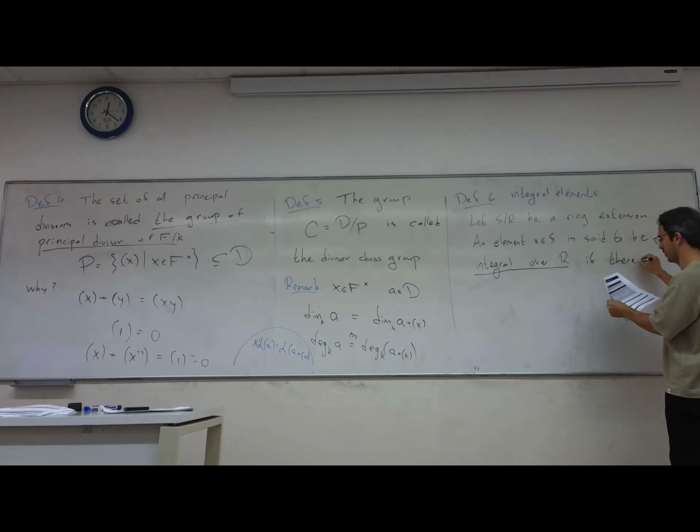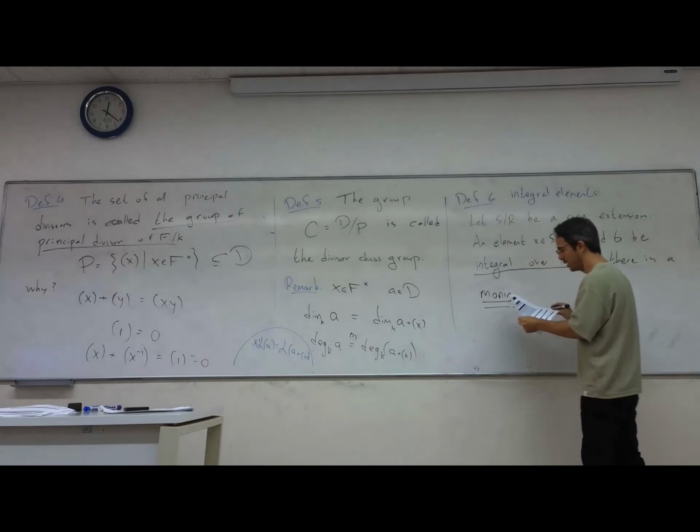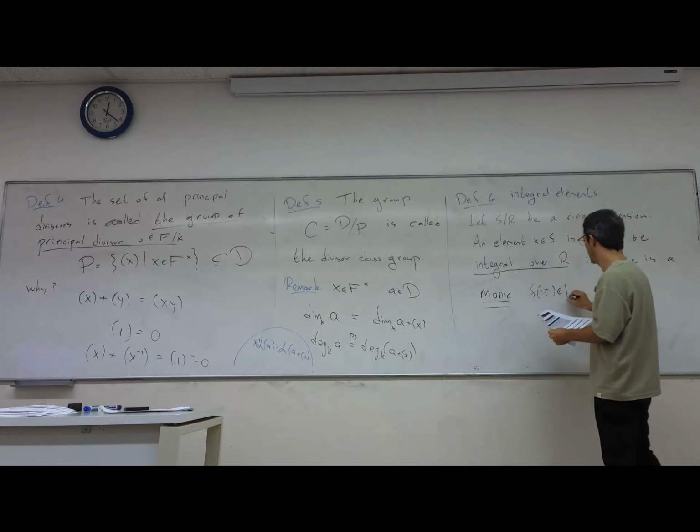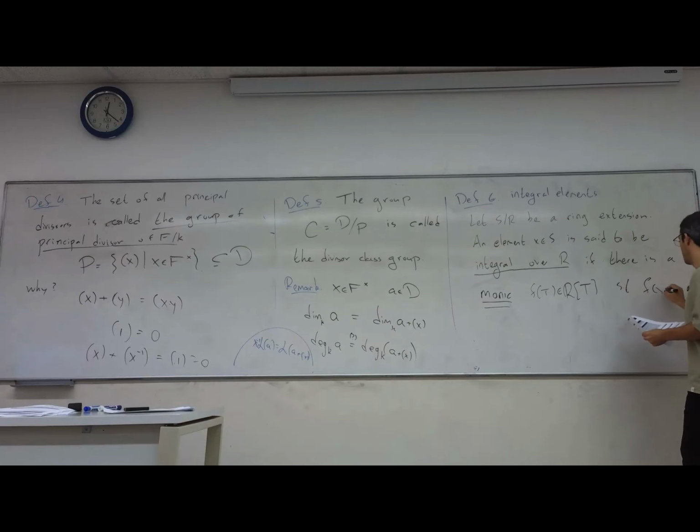If there exists a monic polynomial with coefficients coming from the little ring such that f of x is 0. So let's see. You have two rings, S and R, and you take an element x here, which may not be in R, but you are saying that this element is integral over R if there exists a monic polynomial, emphasizing monic, a monic polynomial over R, namely coefficients in R, that has x as its root.